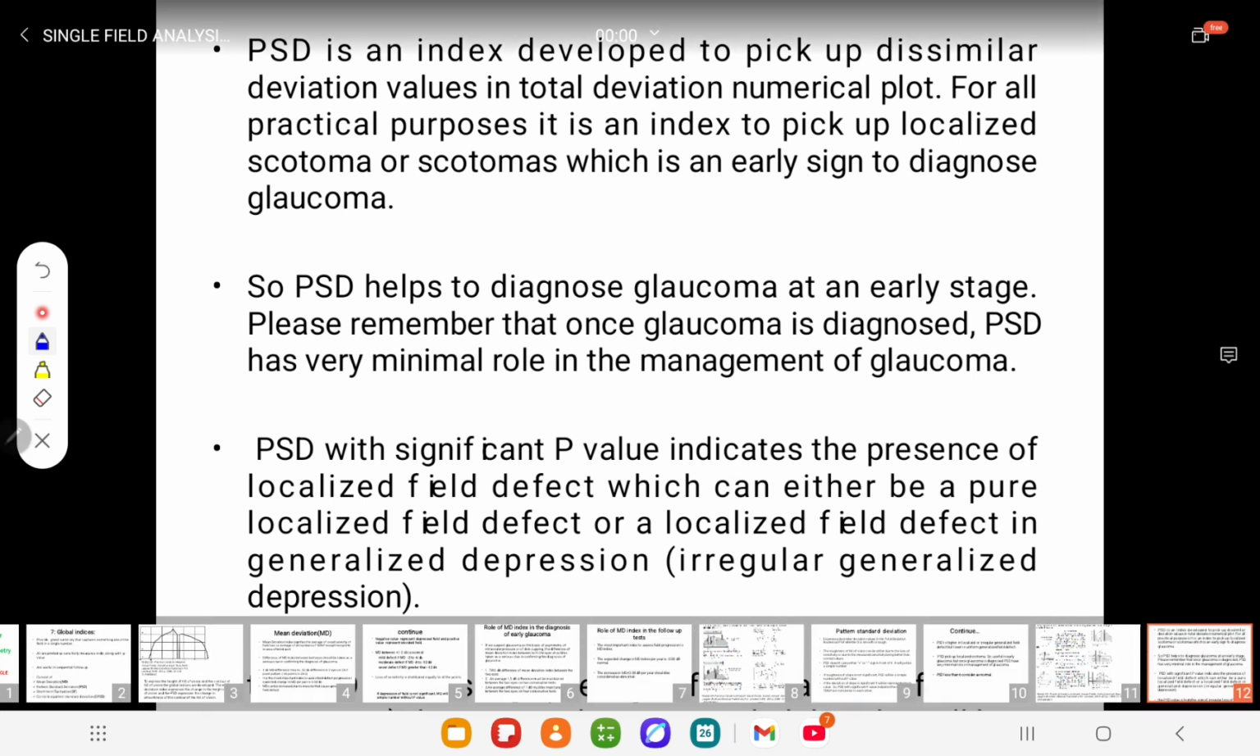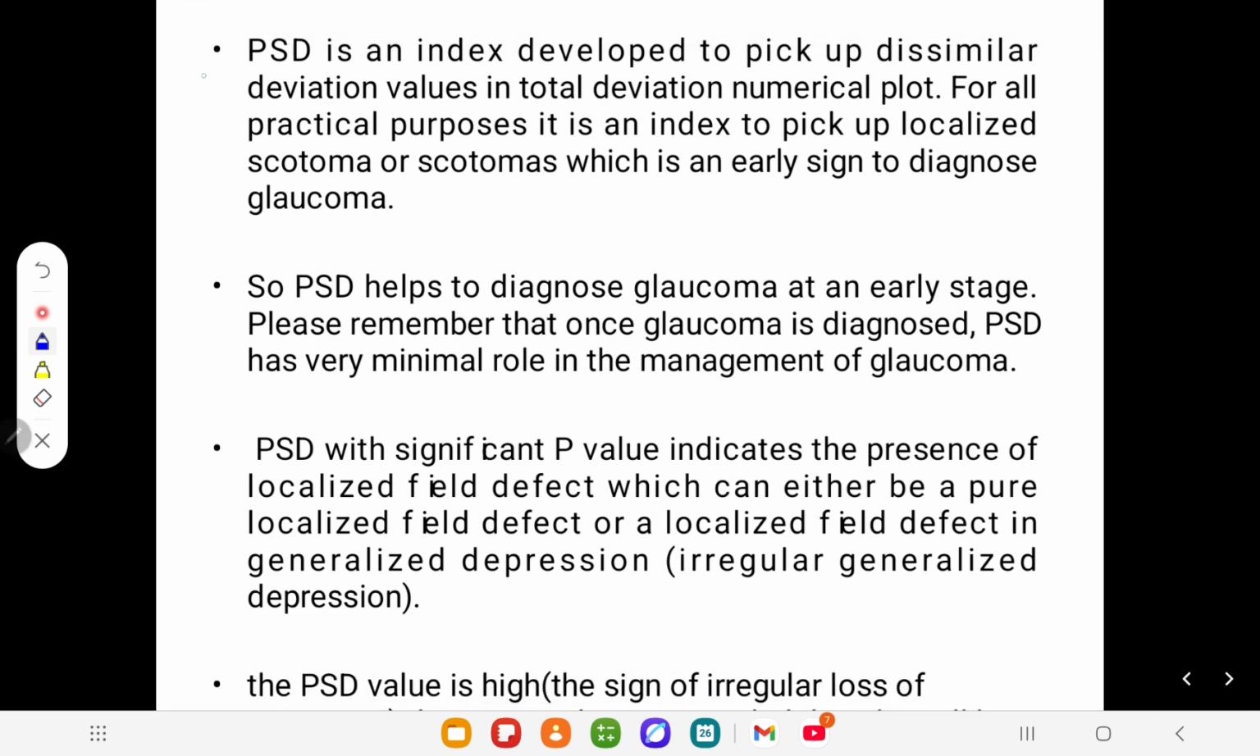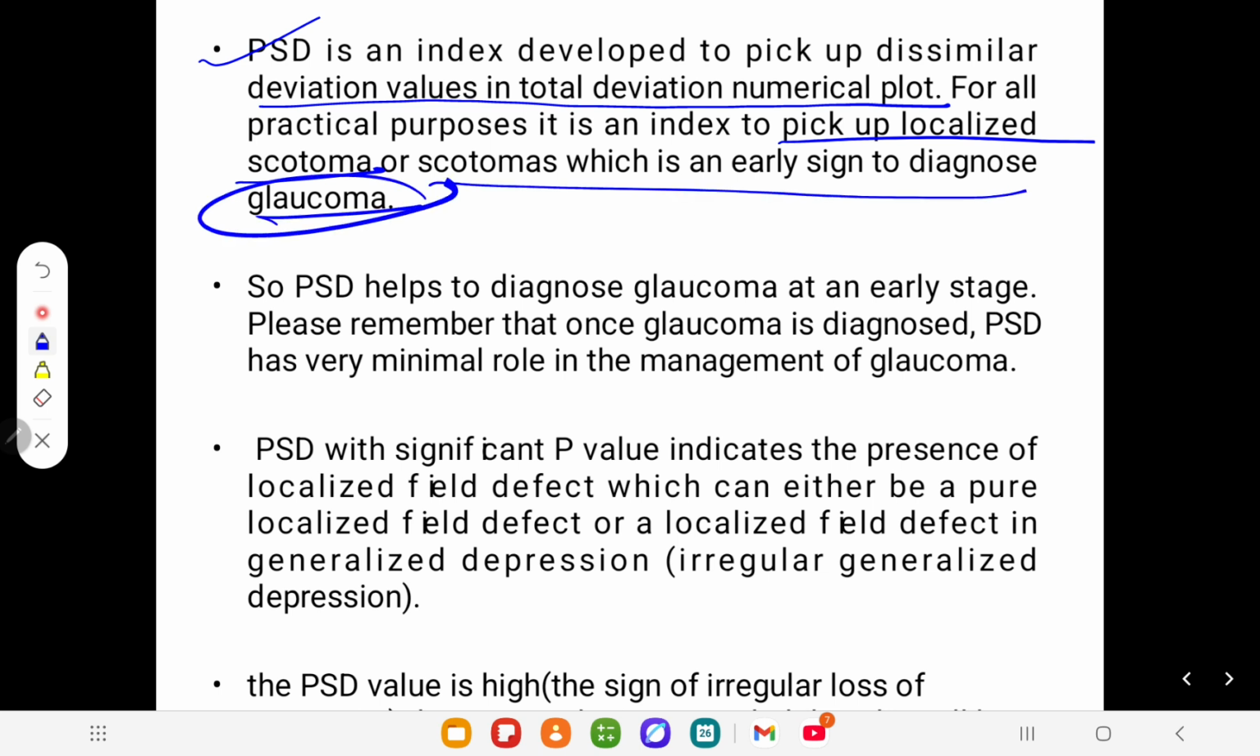low pattern standard deviation. Okay, now just read it and try to understand a few things. Pattern standard deviation index was developed to pick up the dissimilar deviation values on the total deviation numeric plot. For practical purposes, it is the index to pick up localized scotoma, and localized scotomas are the early sign of glaucoma. That's the diagnosis of glaucoma. Pattern standard deviation is important. So pattern standard deviation helps to diagnose glaucoma at an early stage.